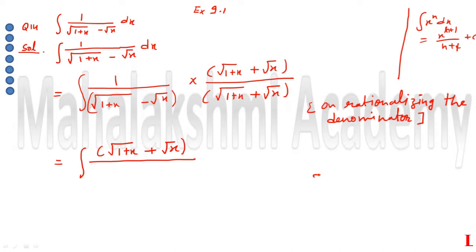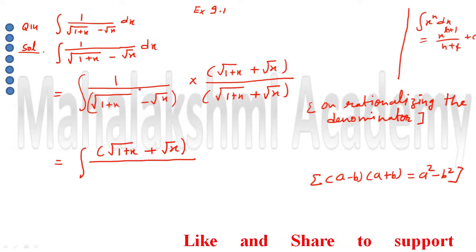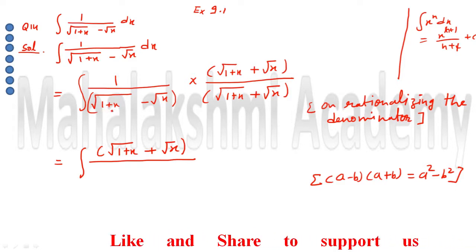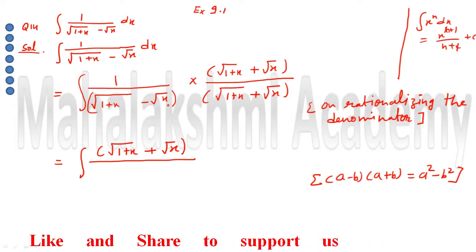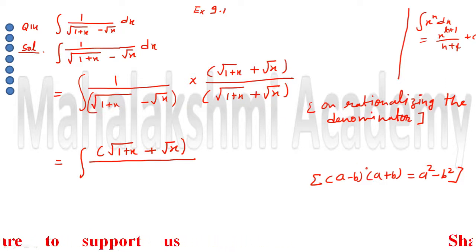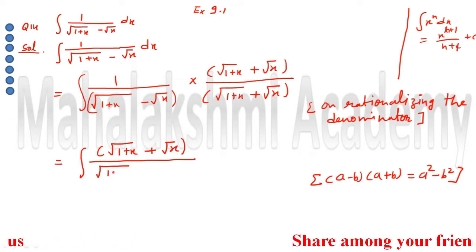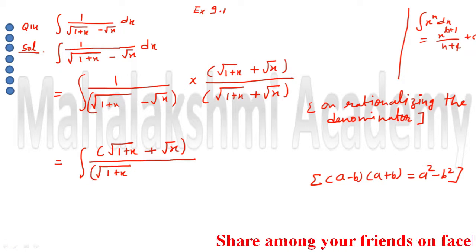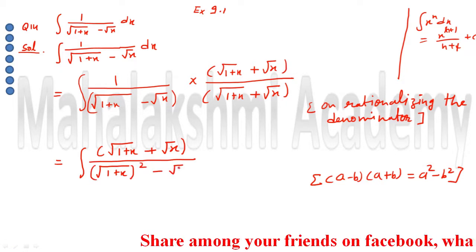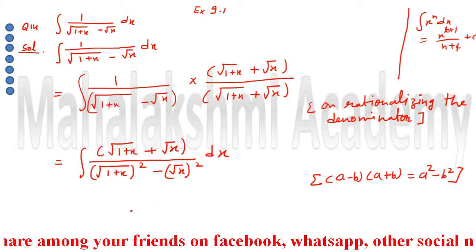And what is the formula of a minus b, a plus b, that you already know? It is a minus b bracket multiplied by a plus b, the very famous formula, a square minus b square. So here what is our a? This complete root 1 plus x is our a and this is our b. So it is in the form of a minus b, then a plus b, and its answer is a square minus b square. So we write down here root 1 plus x, this is our a, so a square minus b square, and then integrating with respect to x.